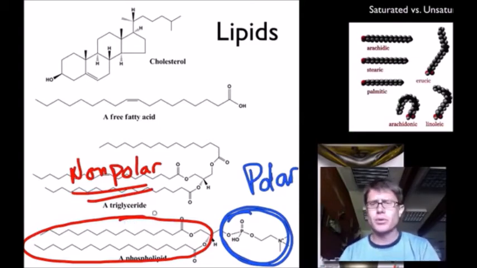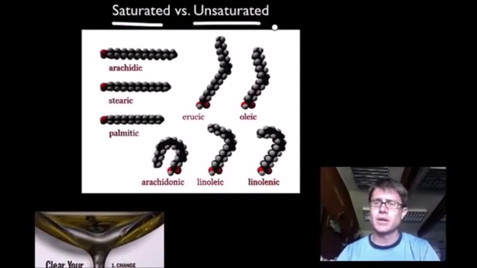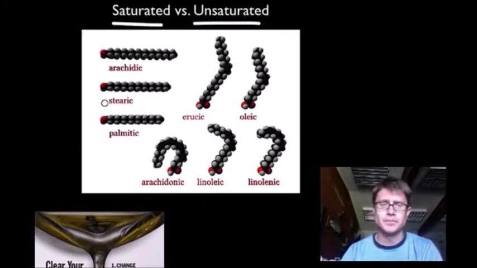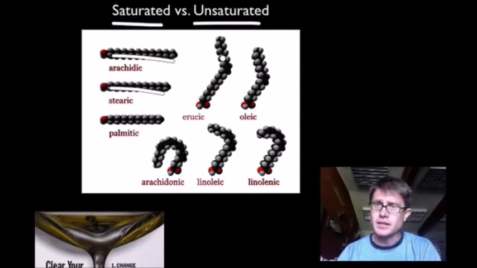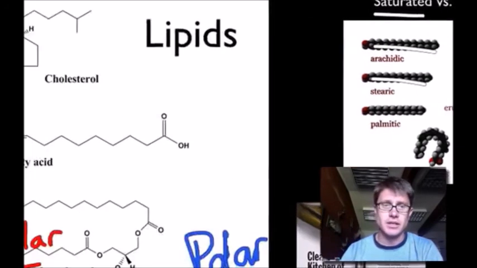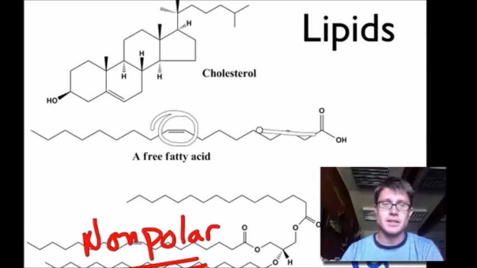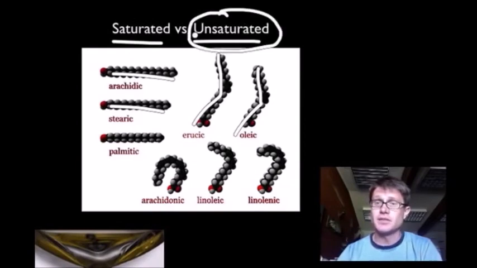Now, another important characteristic of lipids is, are they saturated or unsaturated? What does that mean? Well, you can see that a lot of these, the free fatty acids, are going to be straight, and a lot of these are going to be bent. The reason that these are bent is because they have a double bond. If you get a double bond right here, that's going to cause this to actually bend on itself. If you are unsaturated, that means that you don't have hydrogen all the way down, and so you're going to be bent. If you are saturated, saturated means you're going to have hydrogen all the way around the outside. It's going to be straight.